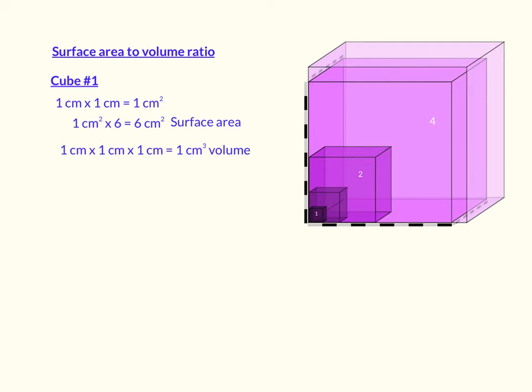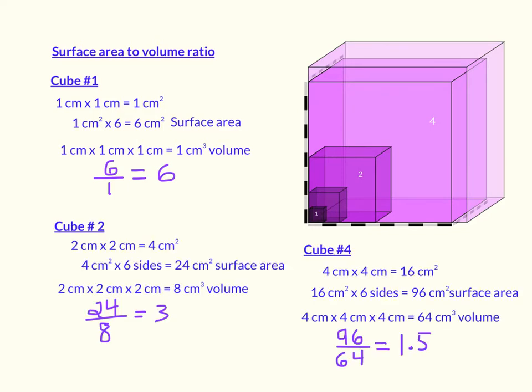Volume is calculated by multiplying length times width times height. The surface area to volume ratio for cube number 1 is 6. The ratio for cube number 2 is 3, and the ratio for cube number 4 is 1.5. You can see that the smallest cube has the largest surface area to volume ratio.